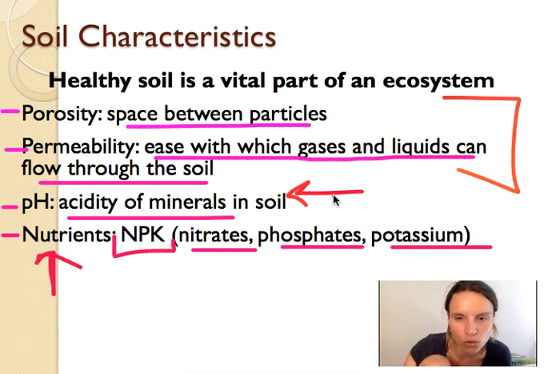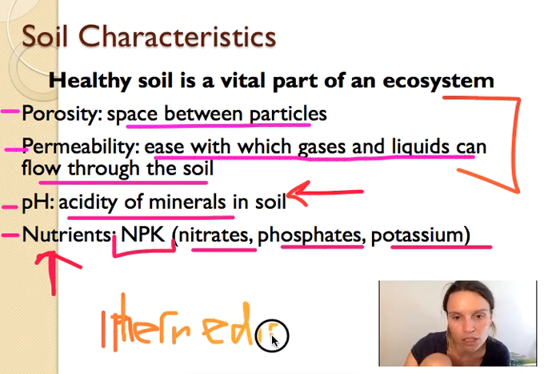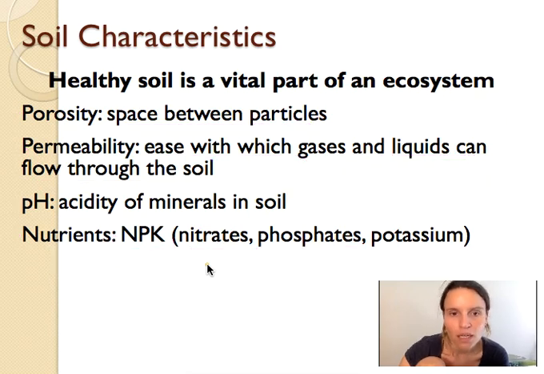So these two characteristics, we like to have sort of an intermediate amount of space between the particles, and also of ease with which materials flow through soil, because we want things to be able to move through the soil profile but not too quickly, so that the nutrients that plants need have time to be absorbed by the organic matter in the soil.